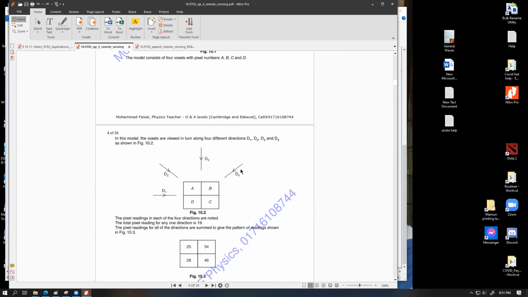Like B plus D, the number that came out, plus A plus C, that is applicable for any direction. For any of the directions, if you add up all the numbers, that result should be 19.